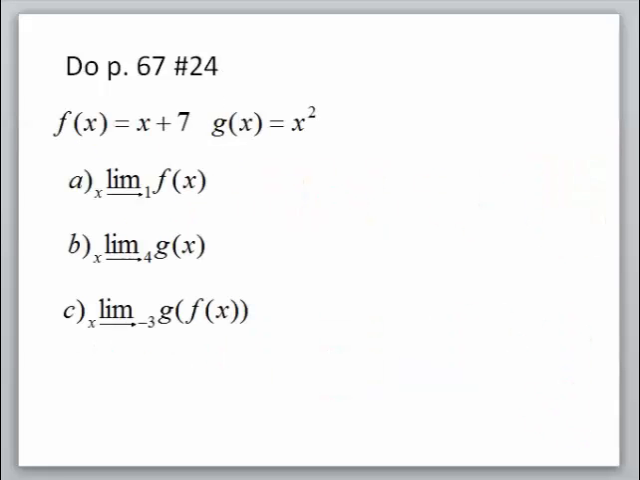My next problem here is asking me to find the limit as x approaches 1 of f of x. So that's simply done by plugging that in. I get 1 plus 7, which is 8. Part B, plug in 4 into my g of x. So I get 4 squared, which is 16.